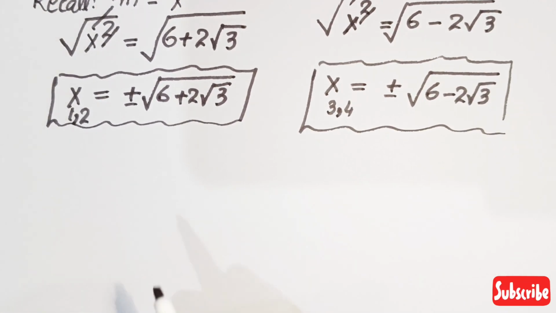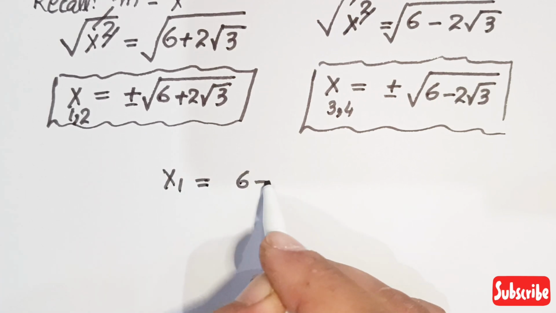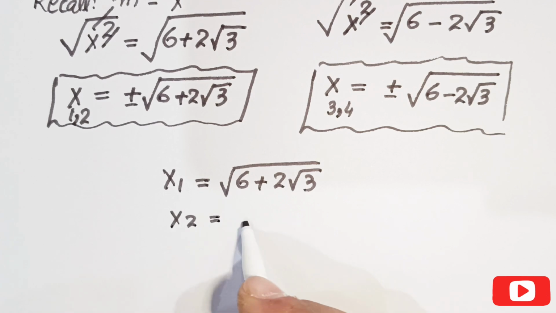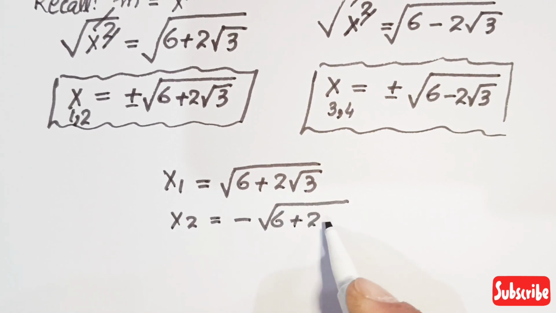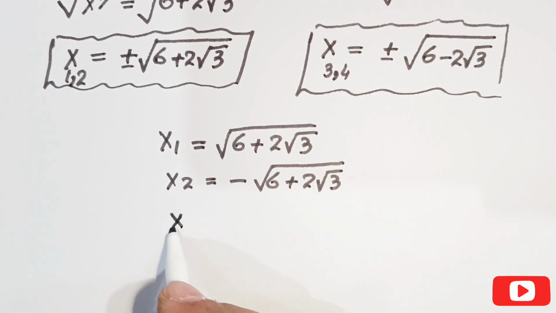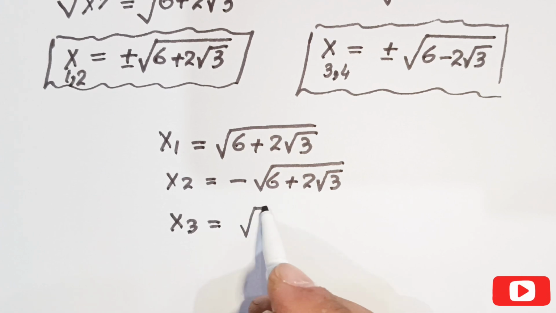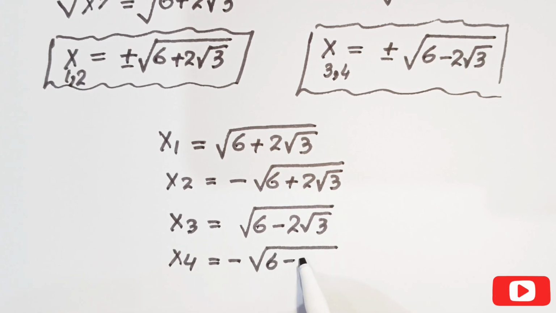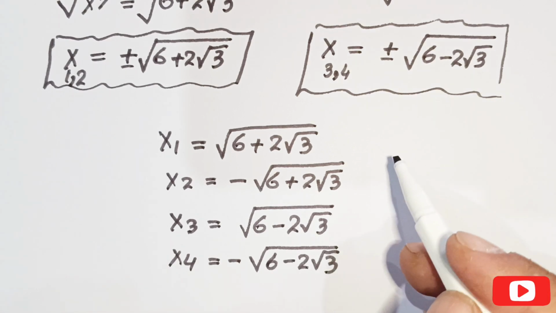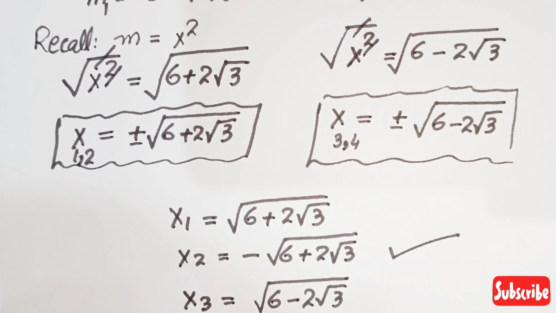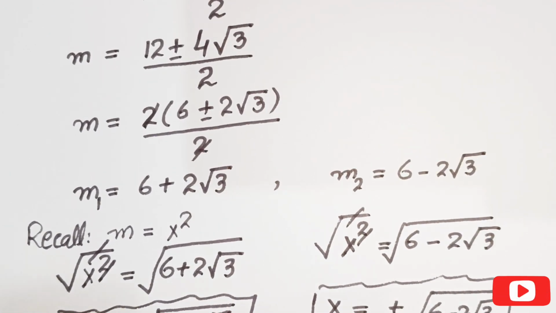So it is our final answer: x1 is equal to the square root of 6 plus 2 times the square root of 3, and x2 is equal to minus the square root of 6 plus 2 times the square root of 3. Now x3 is plus the square root of 6 minus 2 times the square root of 3, and similarly x4 is equal to minus the square root of 6 minus 2 times the square root of 3. So it is our final answer. We have just found four values of x by using different techniques. Now we have to check our entire solution here.